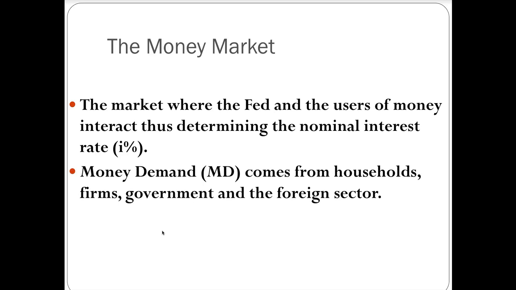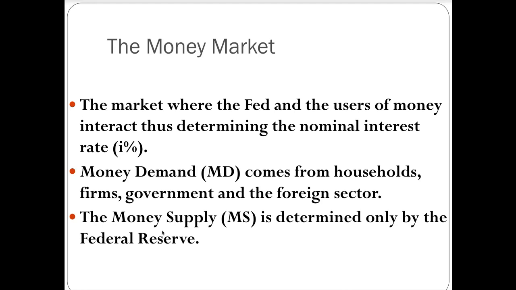Money demand comes from households, firms, governments, and the private and the foreign sector. And the money supply is determined only by the Federal Reserve.